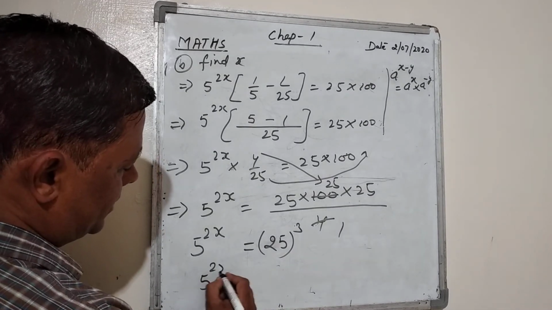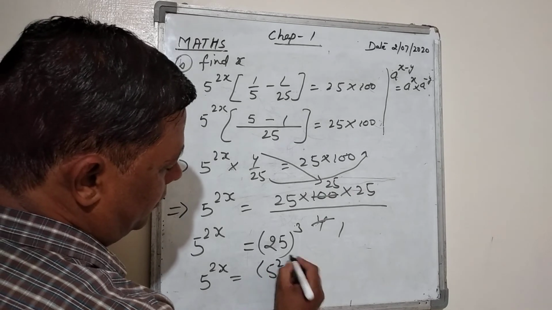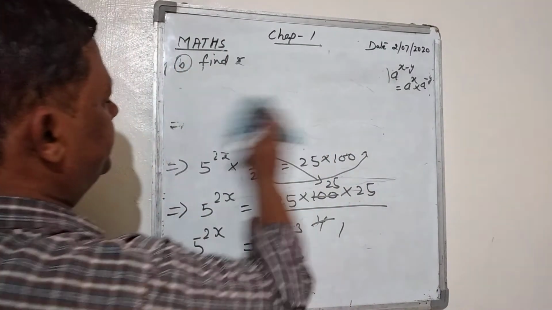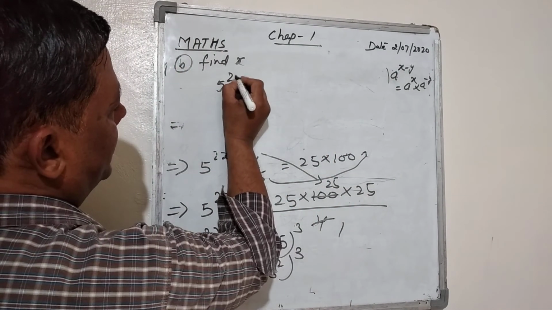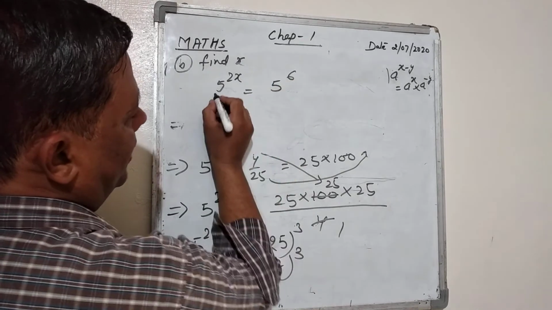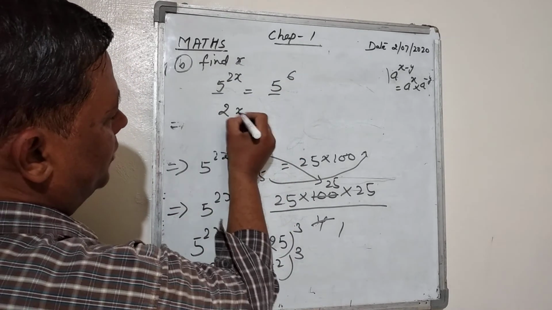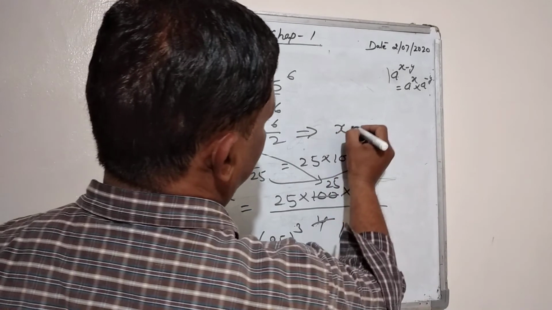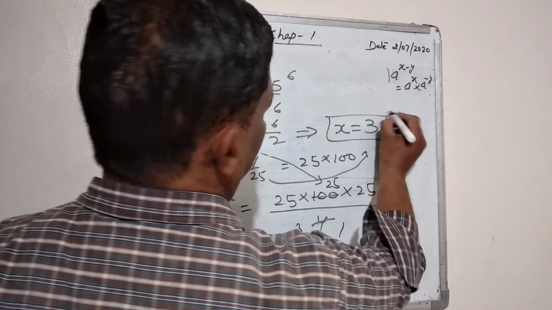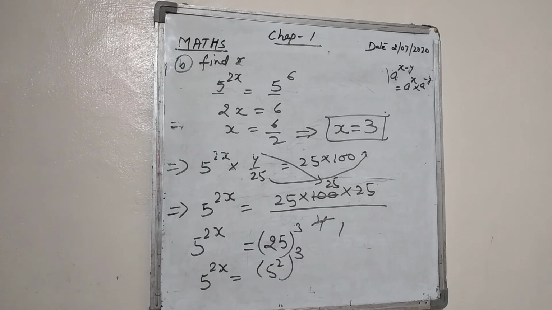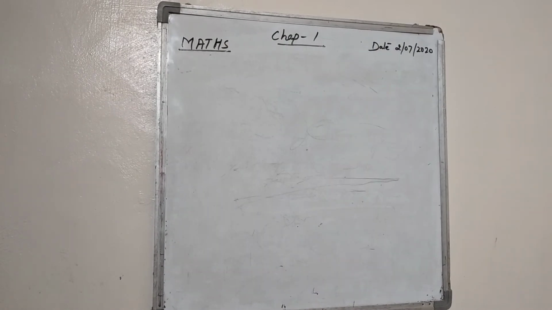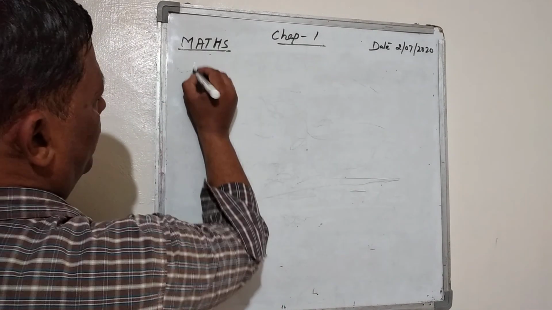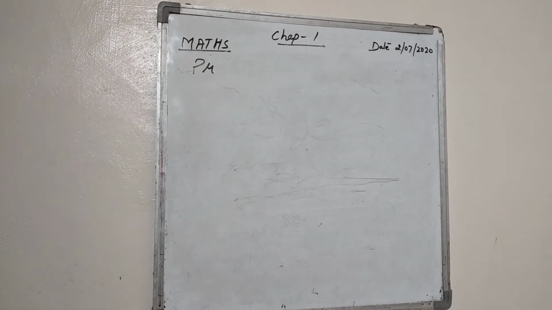Now 5 raised to the power 2x equals 5 raised to the power 2, whole power 3. Now you solve this way. 5 raised to the power 2x equals 5 raised to the power 6. Again we have the same bases, so the exponents are equal, so 2x equals 6, then x equals 6 by 2. So the value of x is 3. This way we find the unknown value. Now we try to solve some more questions, that is proving that. Now prove that.